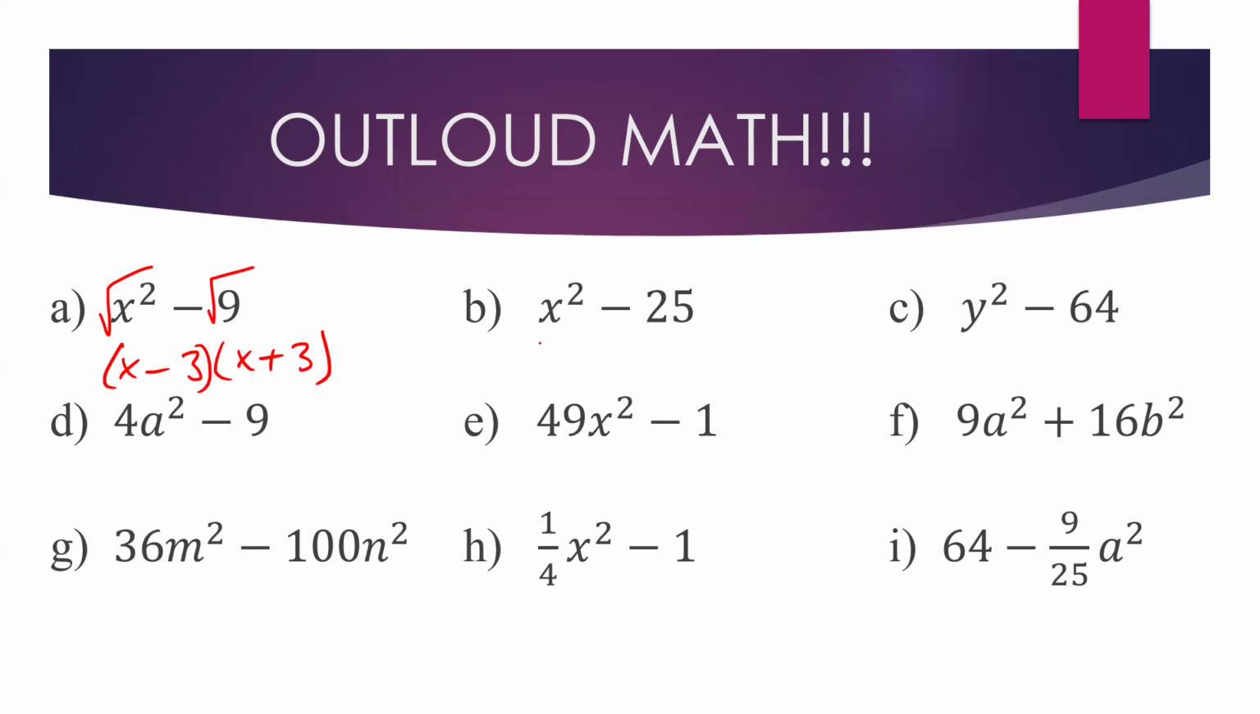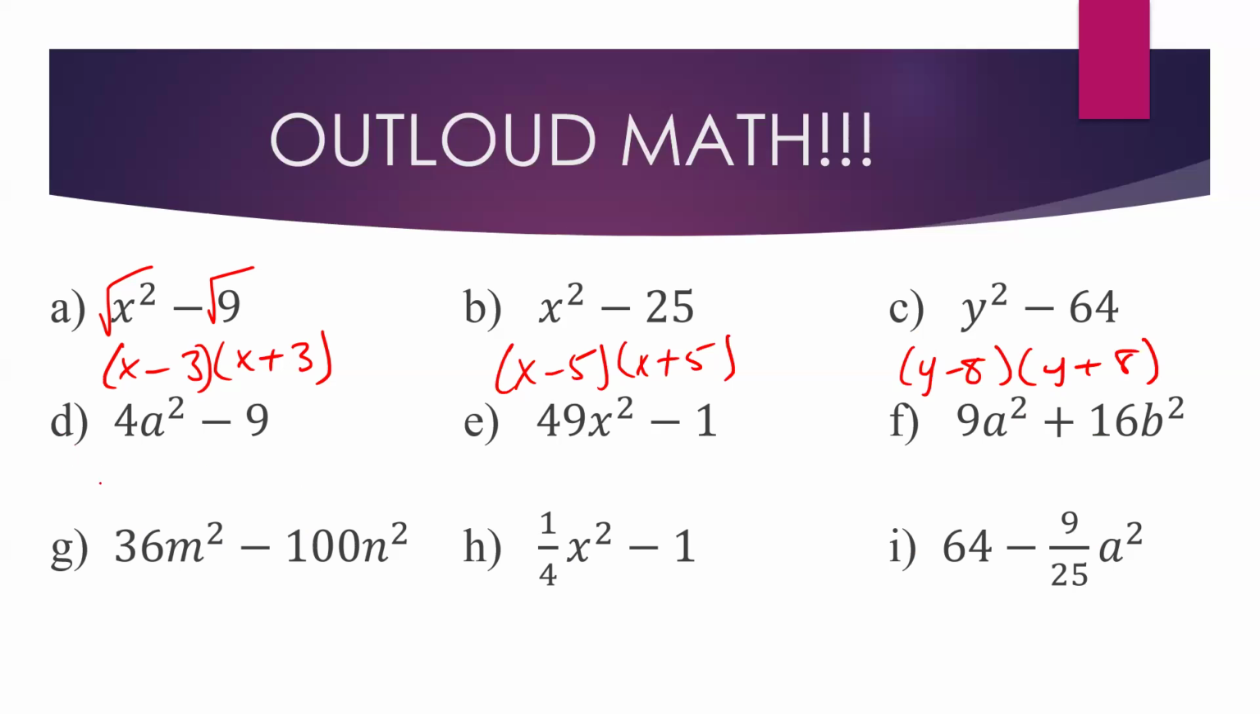So, B, what is the square root of x squared? What is the square root of 25? And you're going to have a minus and a plus of it. What is the square root of y squared? What is the square root of 64? 8. And you're going to have a minus and a plus of it. By the way, it does not matter which one you write first, whether it's minus or plus, you just write them. Okay, next, 4a squared.